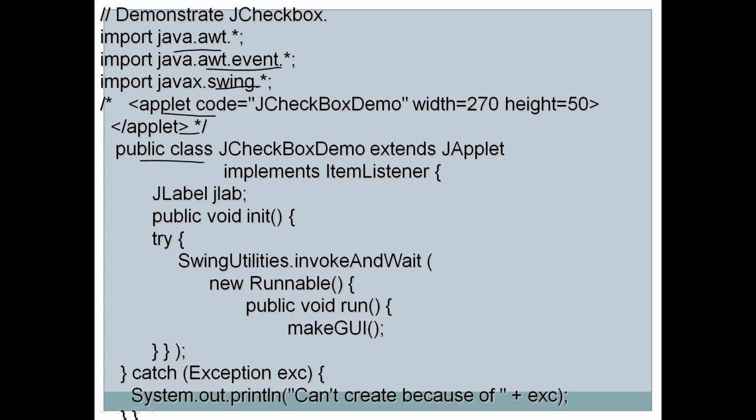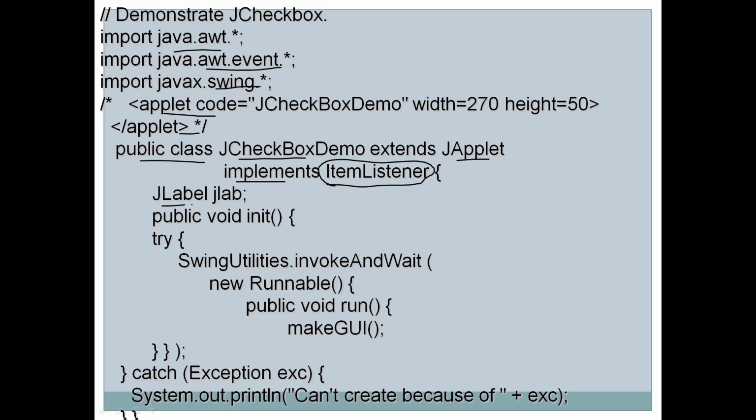Then we have the Java code. The class declaration is JCheckBoxDemo, which is extending JApplet, and it is also implementing ItemListener. Remember, as the class is implementing ItemListener, that means this class JCheckBoxDemo acts as a listener class.